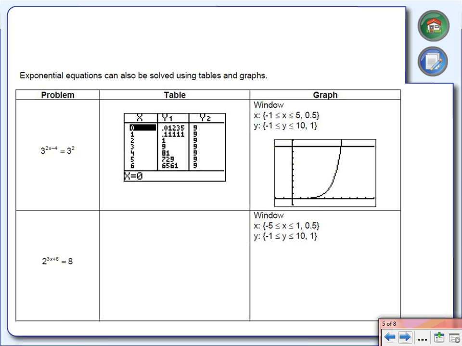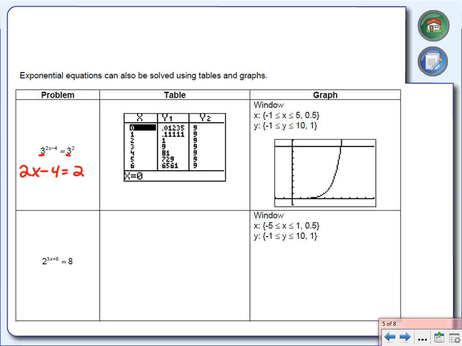Let's take a look at this first example here. We got 3 to the 2x minus 4 power is equal to 3 squared. Now, I'm going to do it the same way that I did the others. Notice how the bases are the same. They're both 3, which means that I can take the two exponents, set them equal to each other, and solve. There's the two exponents equal to each other.